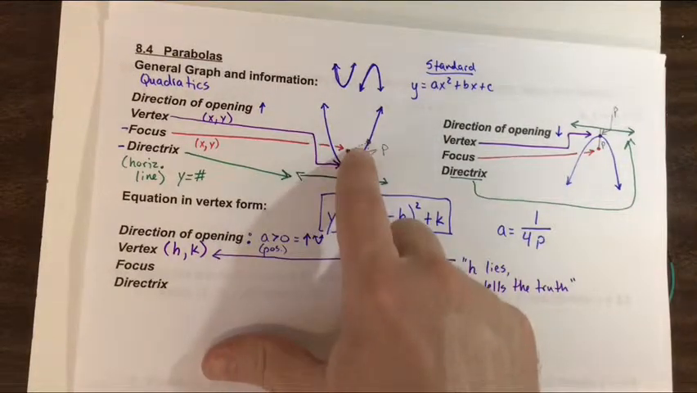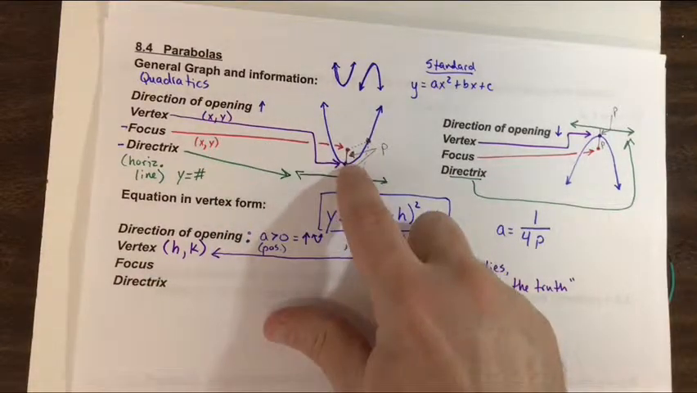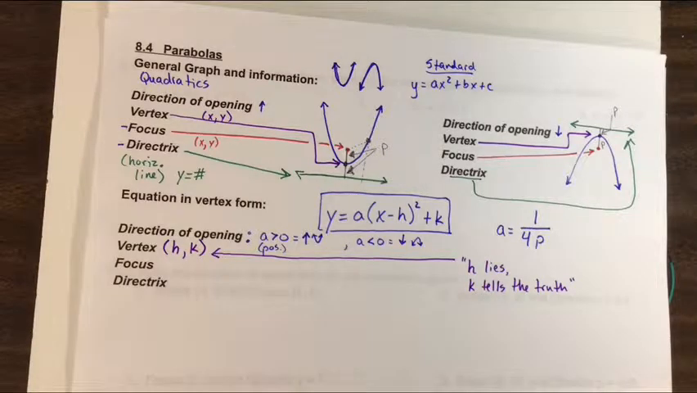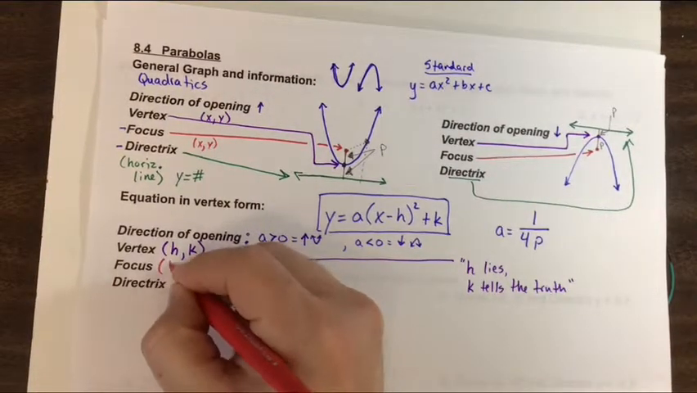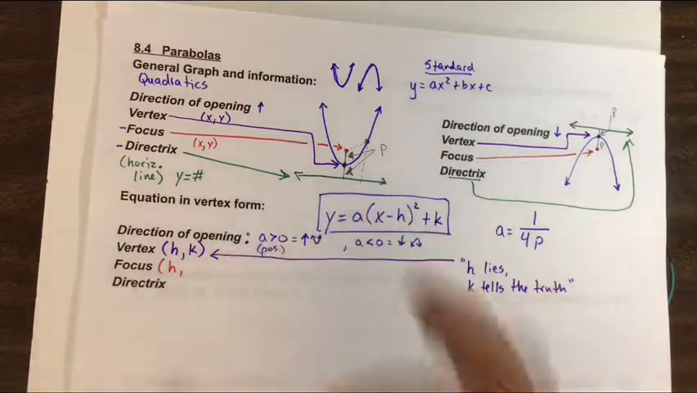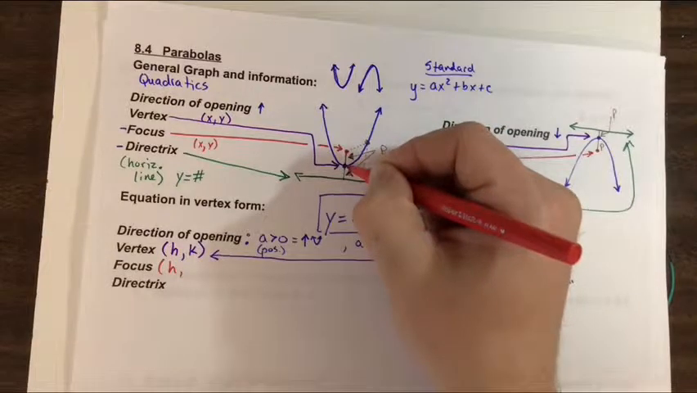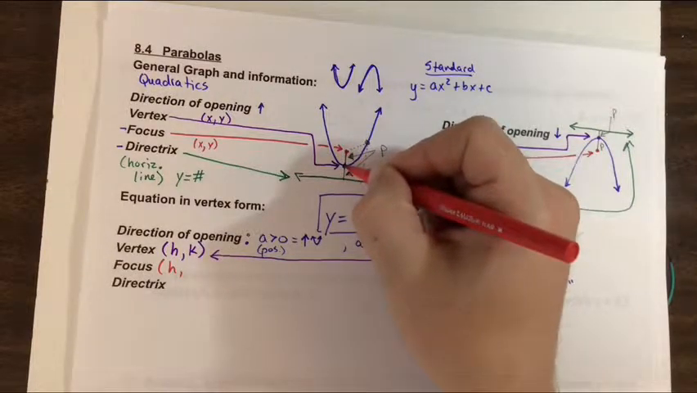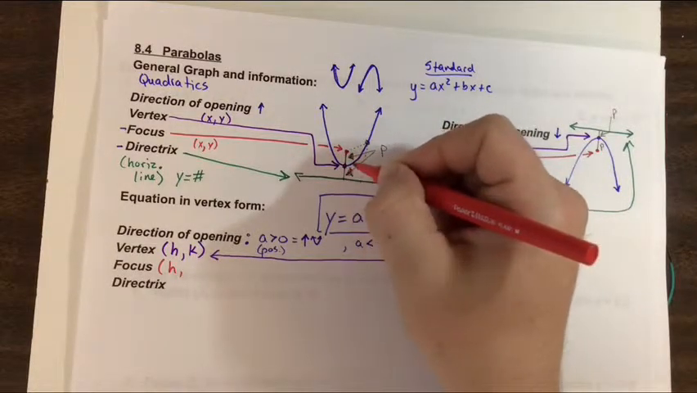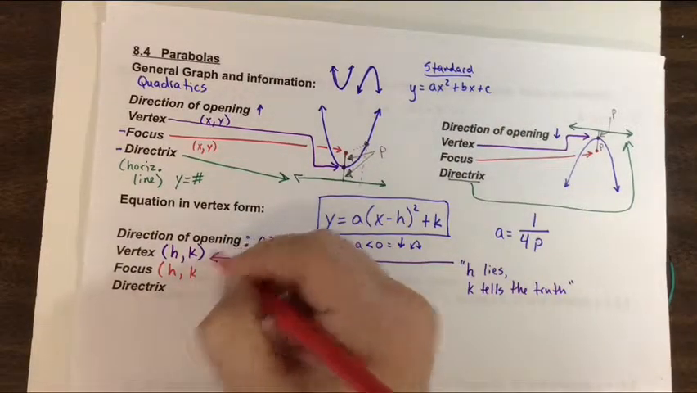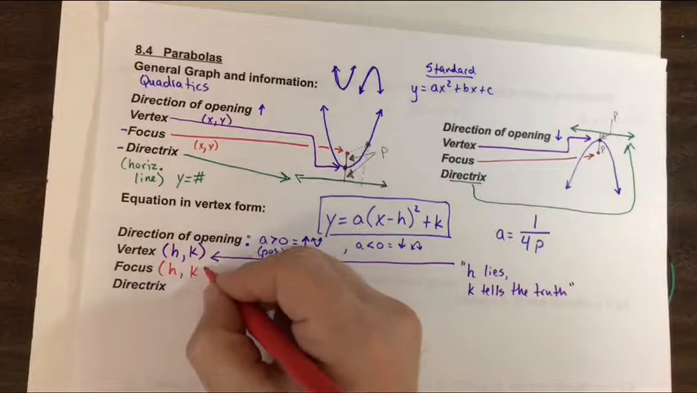Remember, the focus is a point with an ordered pair. What you notice is that it's always lined up vertically with your vertex. So the focus coordinates share the same x value, h. But to find the new y value, we're going to take whatever our p value was here, and we're going to add that to k. So we take our k value and we go up by p, so we add p.